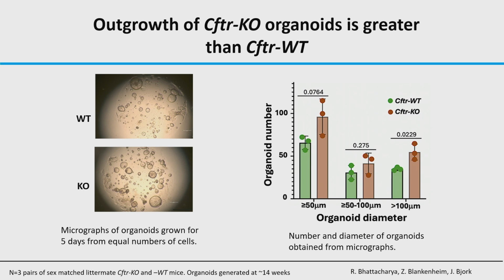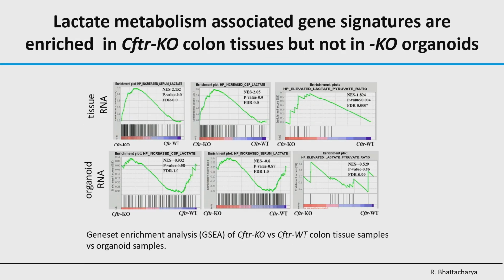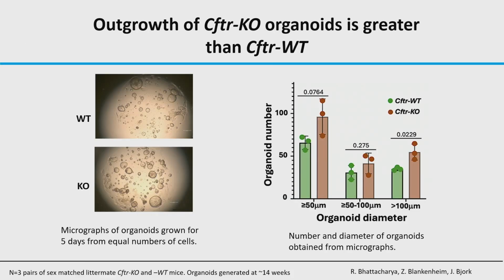So in the first experiment, we looked at the effect of CFTR knockout on organoid outgrowth. And what we see is that there was an increase in the total number of organoids greater than 50 micrometers, and also that increase was significant in the larger organoids greater than 100 micrometers.